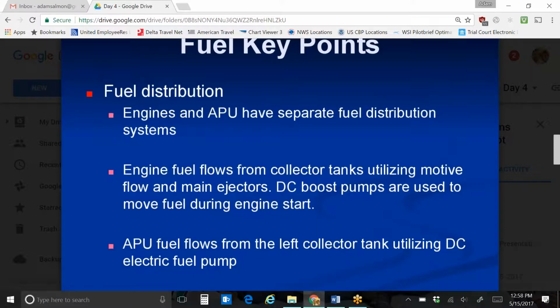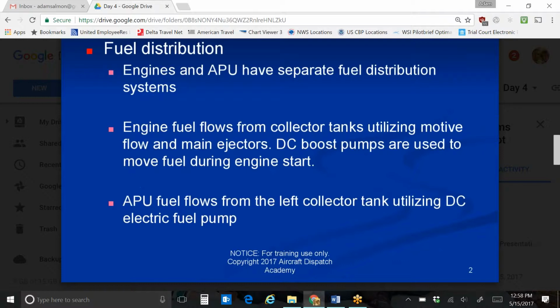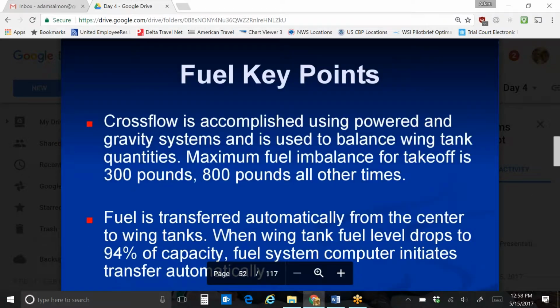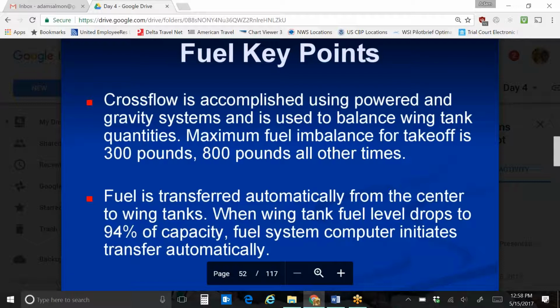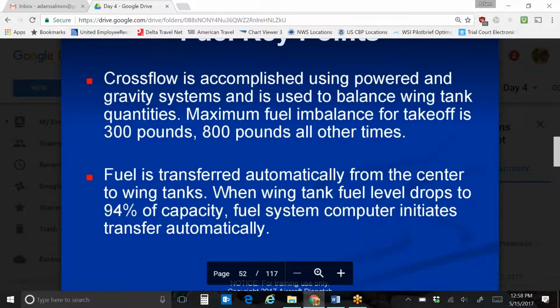This here talks about the fuel distribution. And look through those items. This talks about the fueling and how the fuel flows between the different tanks. There's a thing on here that talks about maximum fuel imbalance for takeoff is 300 pounds and then 800 pounds at any other time. So just remember those 2 figures there.